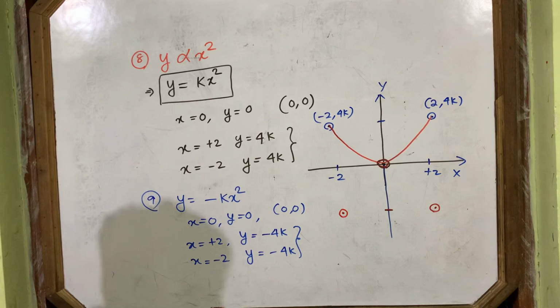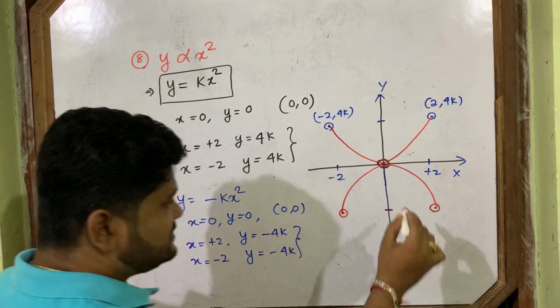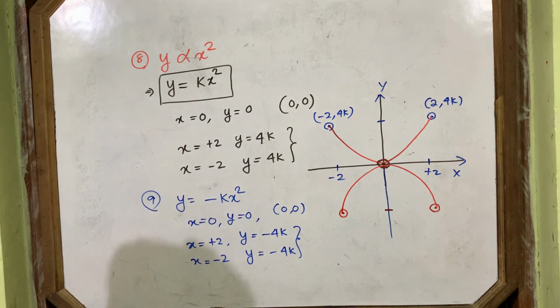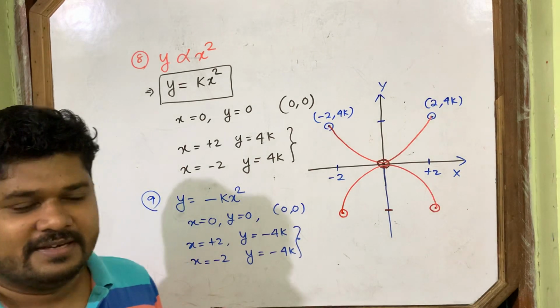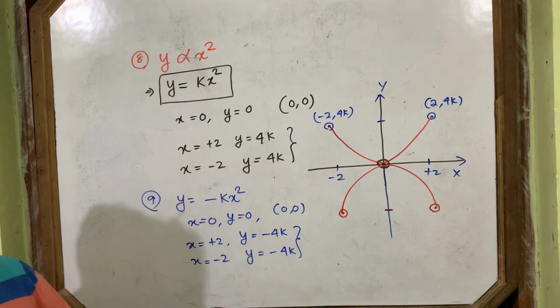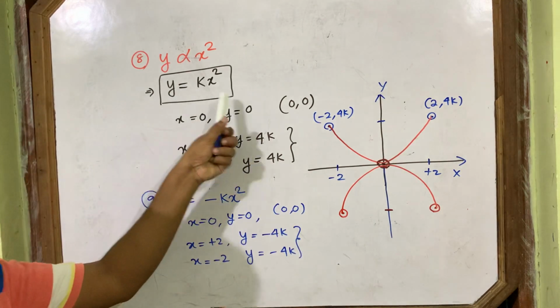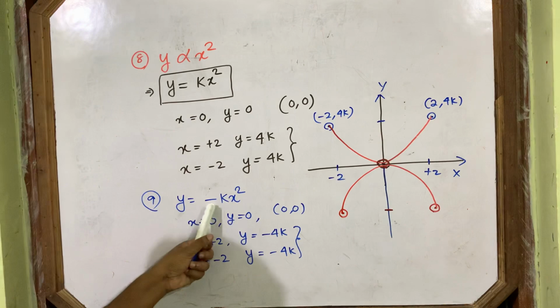Okay, now you see how this graph looks like. Graph looks like this. So this is the graph when y is equal to kx square, or y directly proportional to x square, for positive k and for negative k.